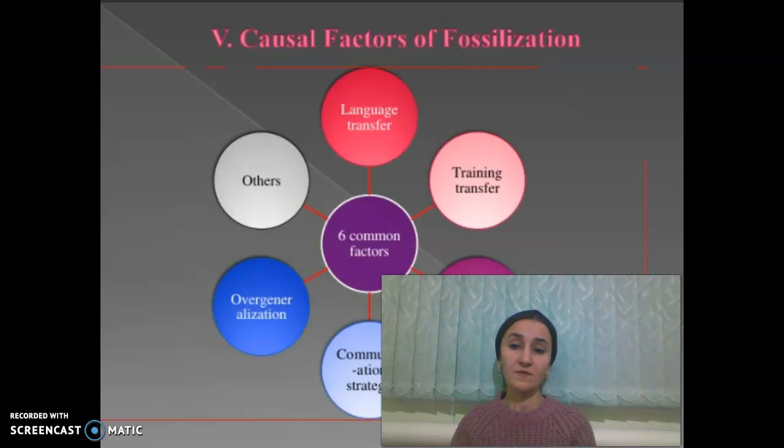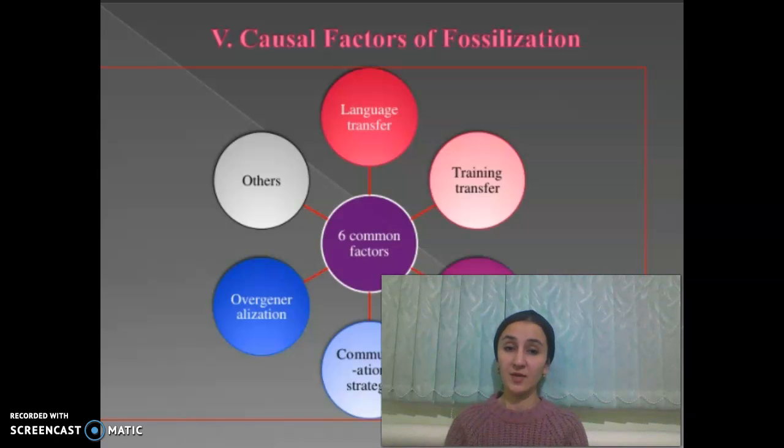And then we have causal factors of fossilization, and they are six. The first one is language transfer. In our previous lesson I explained what language transfer is. Language transfer is when you take all the grammar rules, all the vocabulary, all the structure of your first language and put it into your second language. As I mentioned, language transfer may be positive and negative, but unfortunately in most cases it has negative effects, because not all languages have the same grammatical structure or the same vocabulary. So fossilization may have language transfer problems.